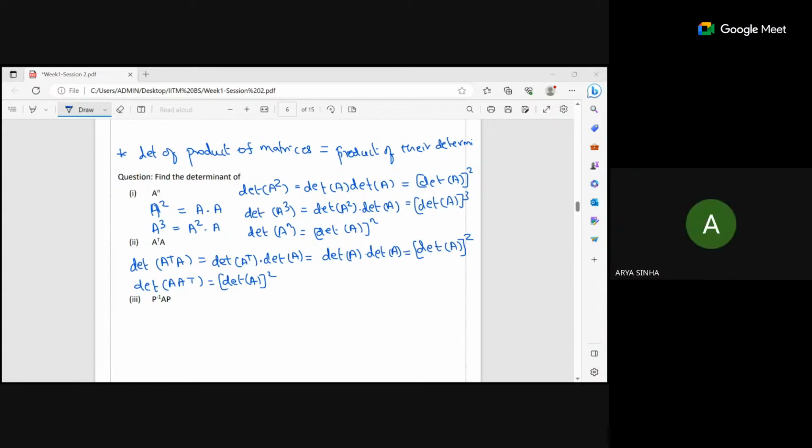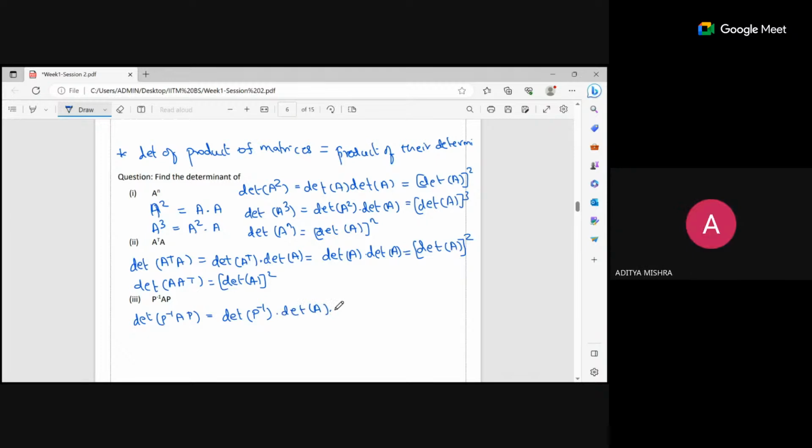So determinant of P inverse AP. You see a product of matrices. So which property do we have to use first? Determinant of P inverse, then determinant of A, and then determinant of P.